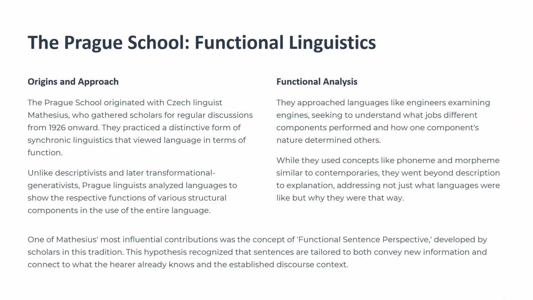The Prague School, Functional Linguistics. Origin and approach. The Prague School originated with Czech linguist Mathesius, who gathered scholars for regular discussions from 1926 onwards. They practiced a distinctive form of synchronic linguistics that views language in terms of function. Unlike descriptivists and later transformational generativists, Prague linguists analyzed languages to show the respective functions of various structural components in the use of their entire language.